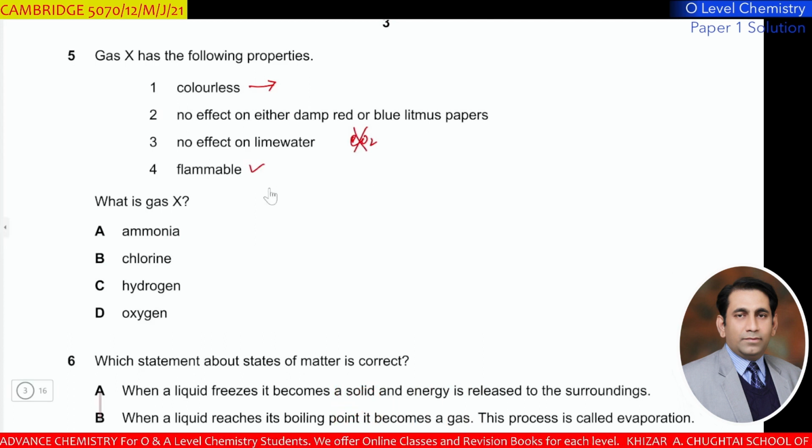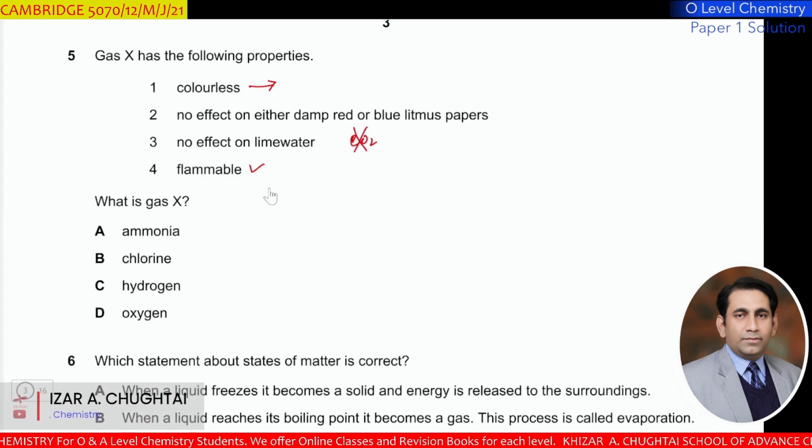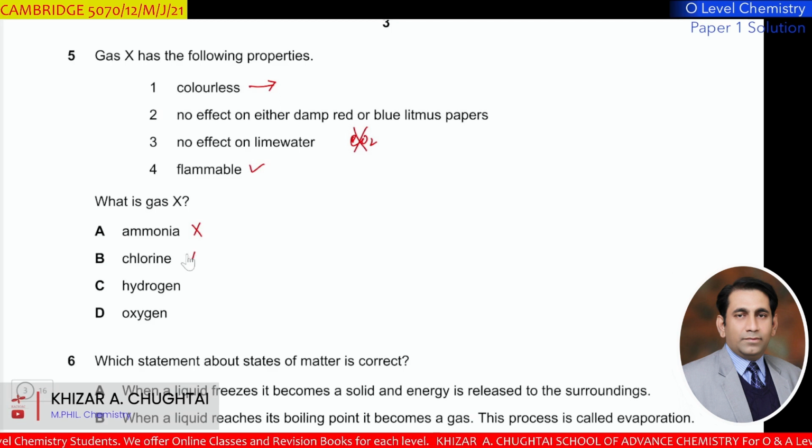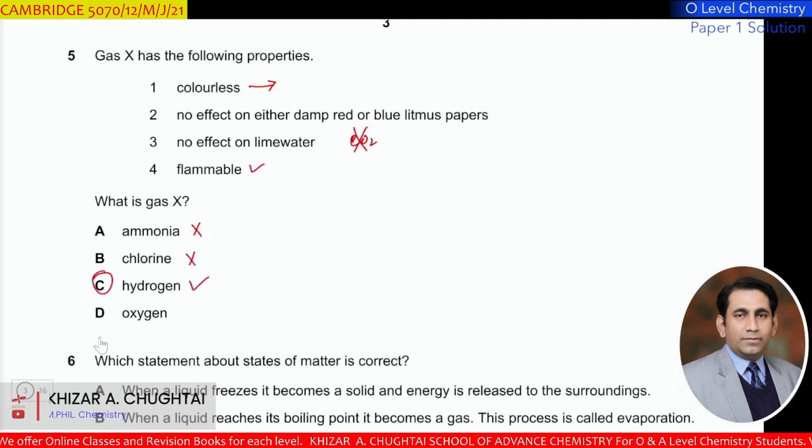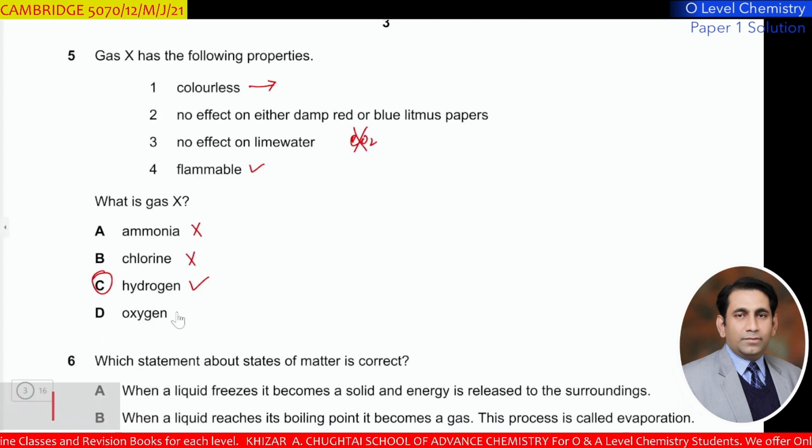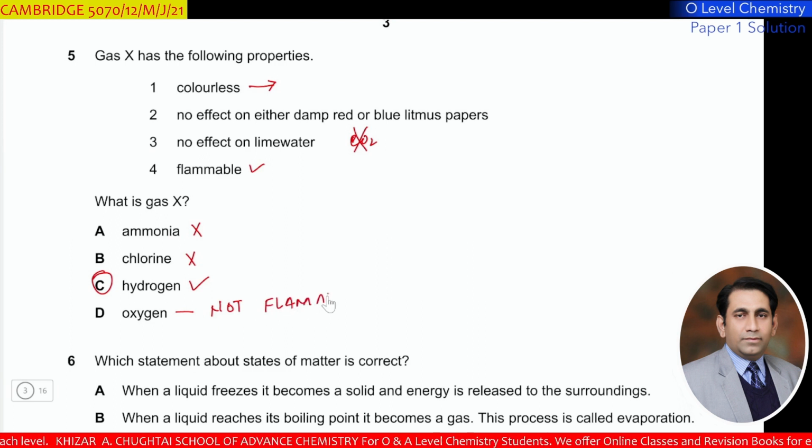It may be hydrogen, I think. So it could not be ammonia, it could not be chlorine. Hydrogen is the correct option. As you know, oxygen cannot burn. Oxygen is not flammable. Hydrogen is flammable. Oxygen helps in burning, it does not burn itself.